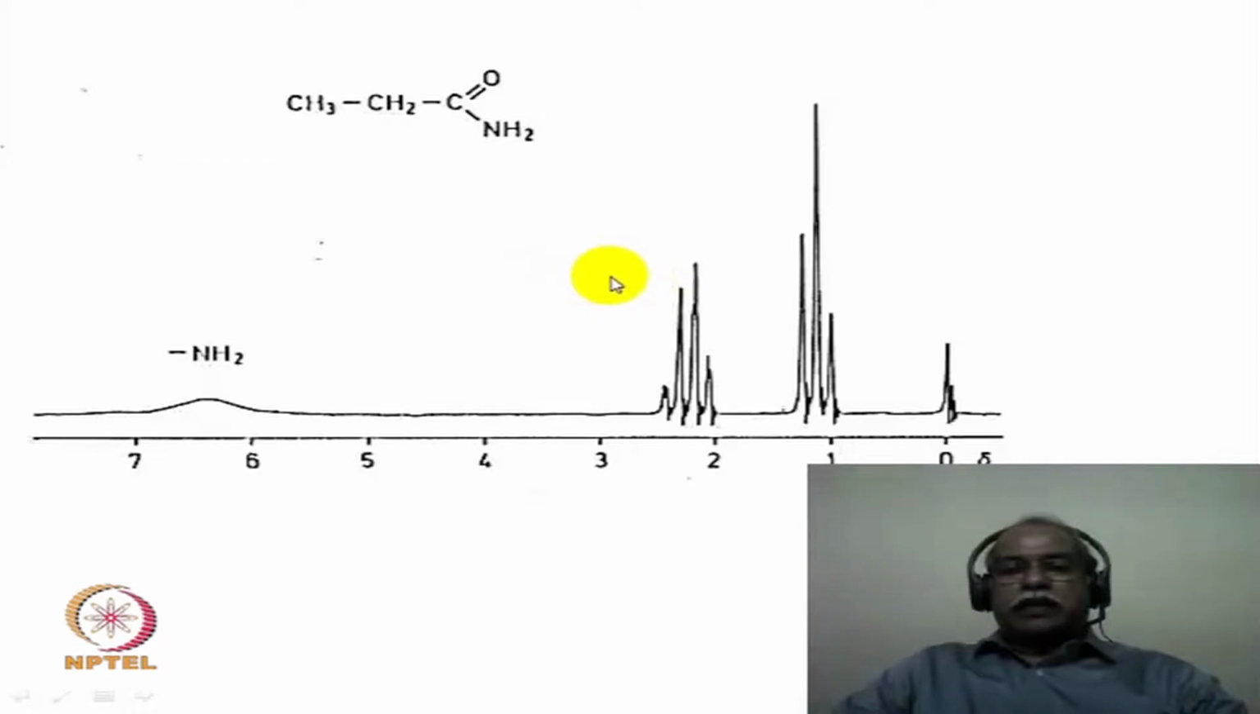Otherwise, the spectrum is fairly routine and simple. You have an ethyl group which is recognized by this pattern of a quartet and a triplet. Please notice the chemical shift value of the CH2 here, which is adjacent to a carbonyl functional group, is about 2.2 ppm. Anytime a CH2 or CH3 group is adjacent to a carbonyl functional group, this is the region in which it would appear in the NMR spectrum.